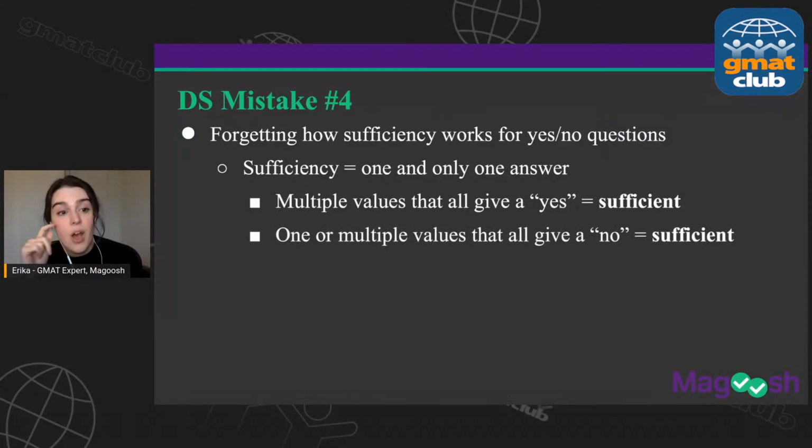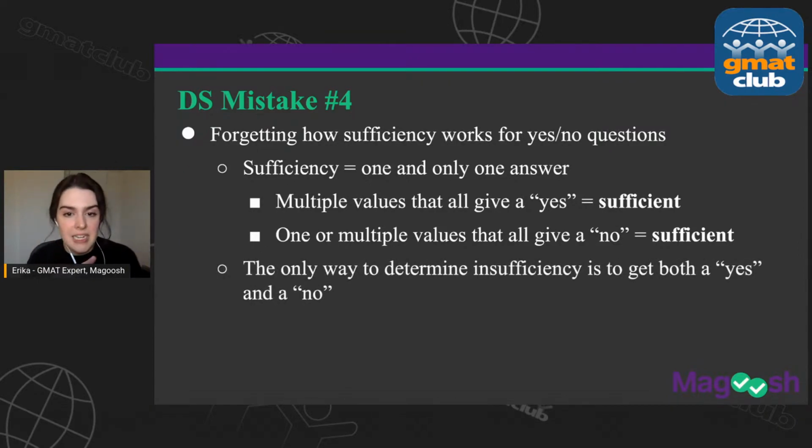Similarly, oftentimes people go, "All right, I solved my problem and I was looking for x is greater than y, but it actually gave me x is less than y. So that's no, and no is negative, so that means insufficient." That's not true. If the only answer we get is no, that's an answer. It is sufficient to answer the question. The answer is no, and so that would be sufficient. So with yes/no questions, a yes, even if there's a million of them, is sufficient. A no, even if there's a million of them, is sufficient.